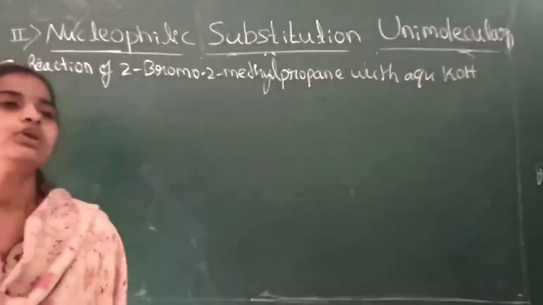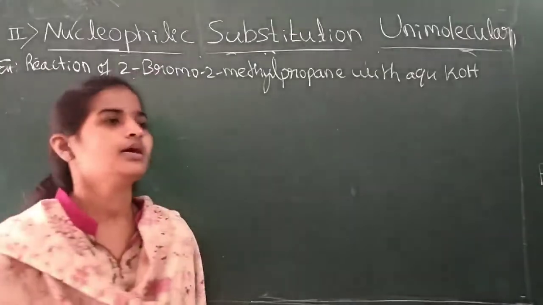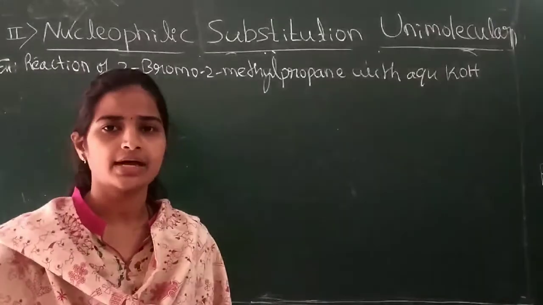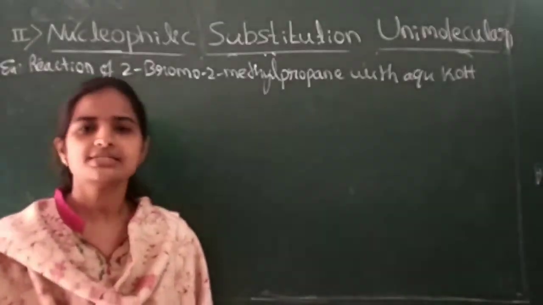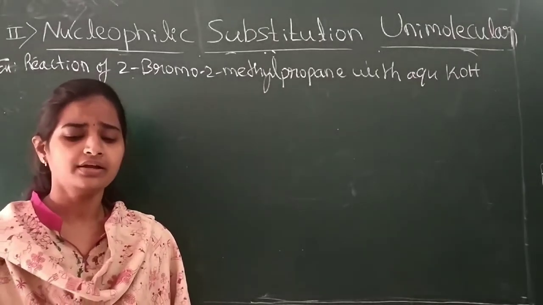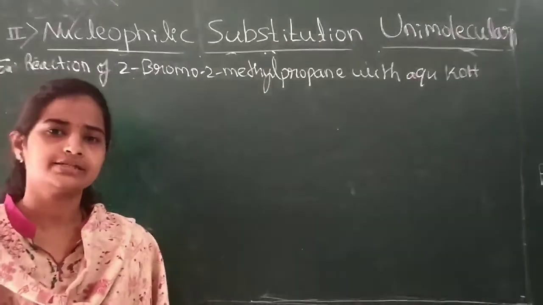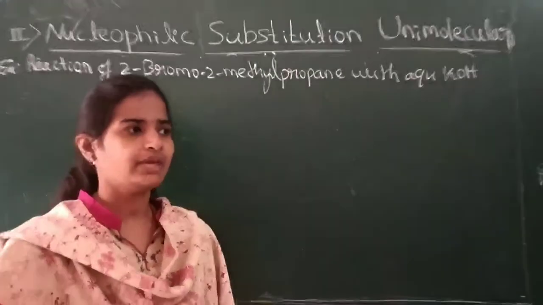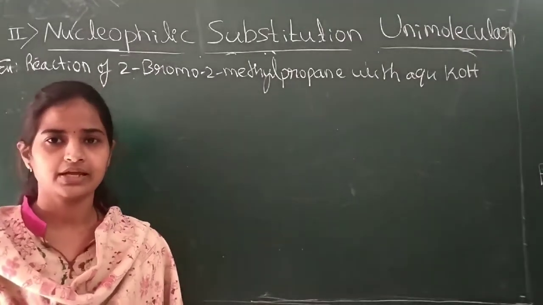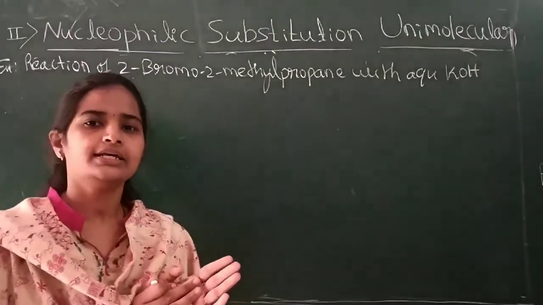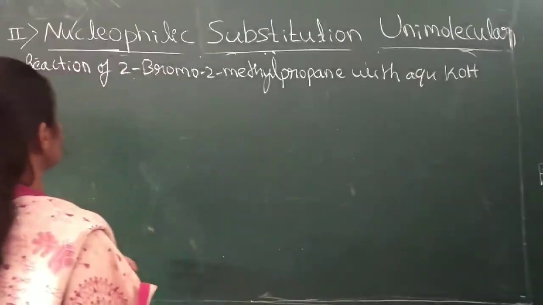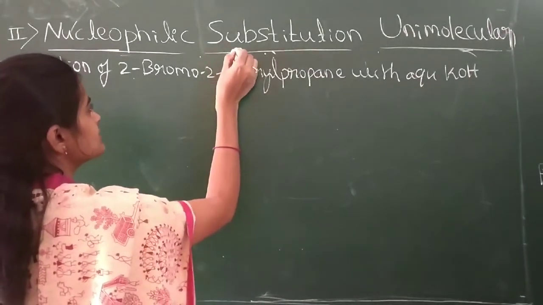Nucleophilic substitution reactions can follow paths, or mechanisms, called the SN1 mechanism and the SN2 mechanism. In the previous class we studied what the SN2 mechanism is and how it is done, taking the reaction of methyl chloride and aqueous KOH as an example. Today let us study one more reaction mechanism, that is the SN1 mechanism.